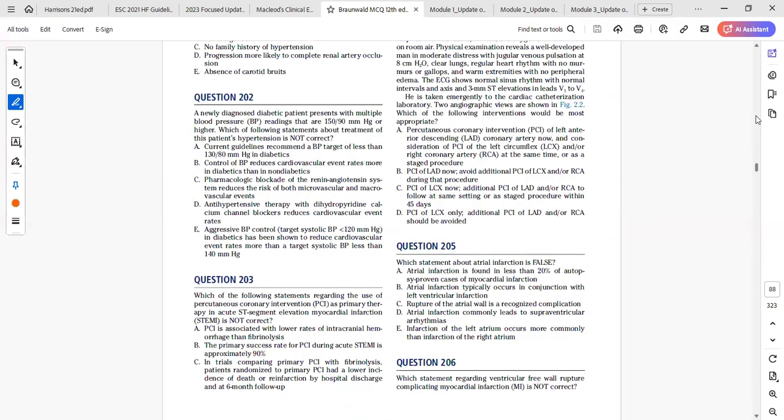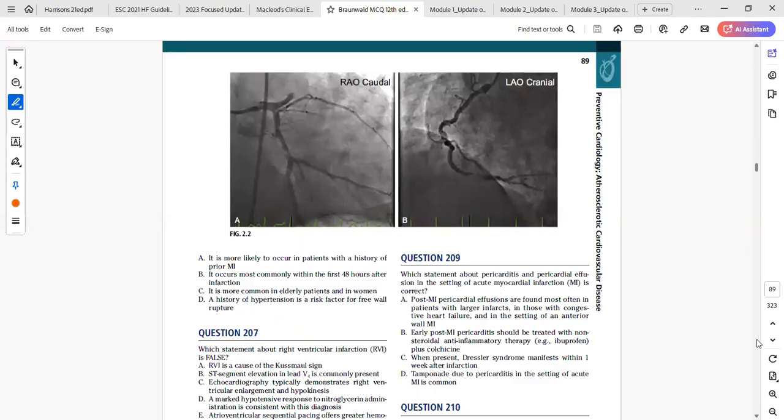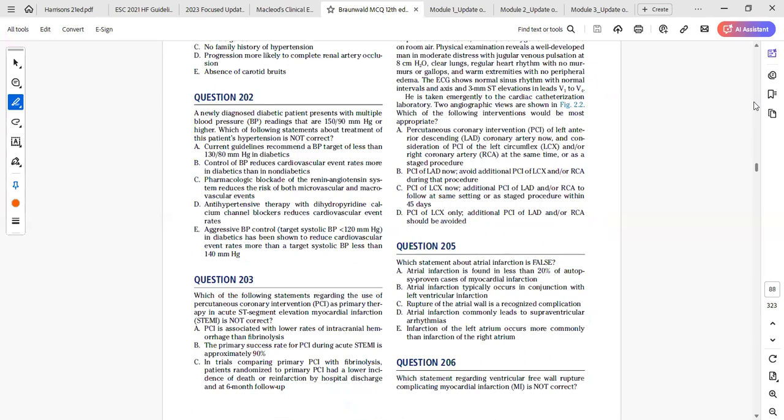Okay, this is a picture of, okay, can go back up. Now, percutaneous coronary intervention of the left anterior descending coronary artery. You've removed it, please go up.